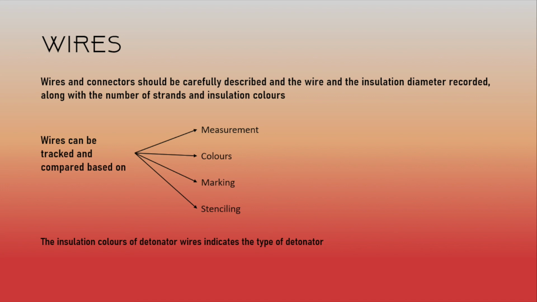Wires and connectors should be carefully described, and the wire and the insulated diameter recorded, along with the number of strands and insulator colors. Wire can be tracked and compared based on measurement, colors, marking, and stenciling. The insulation color of detonator wires indicates the type of detonator.